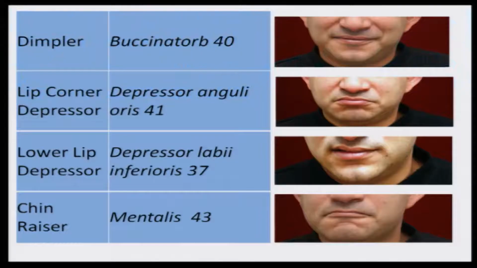Look at the changes in the lip movement now. And then you realize dimpler, the lip corner depressor, the lower lip depressor and the chin raiser. Okay. Different activities have been performed, okay. And these expressions are distinctly visible because specific muscles have moved.